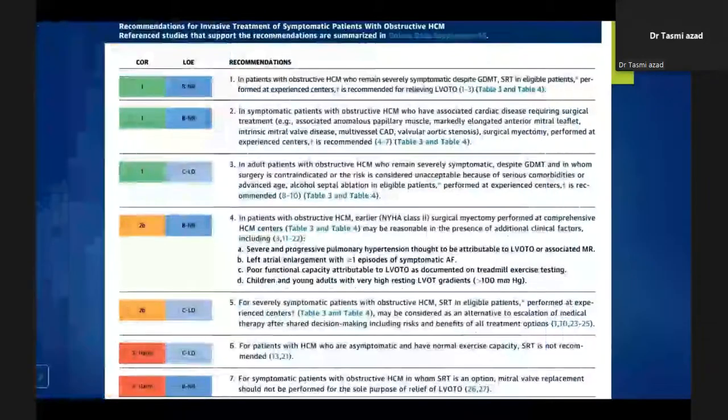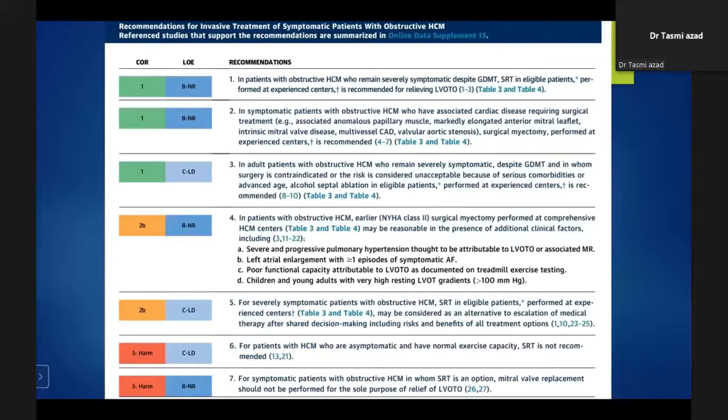They give some invasive treatment. Why is this an important slide? They give septal reduction therapy as a class 1 indication when we have already tried guideline-directed medical therapy at optimum level, but the patient is still symptomatic, and the left ventricular outflow tract gradient is more than 50 millimeter of mercury. Then we will go for an invasive procedure. What is that? It is septal reduction therapy.